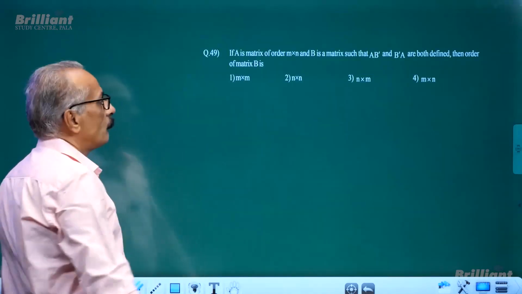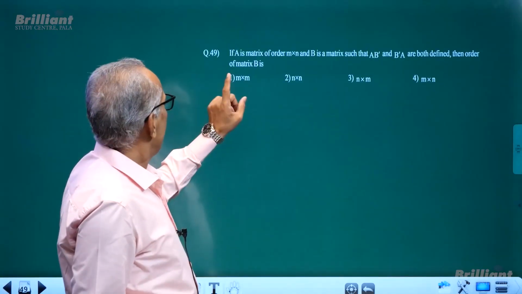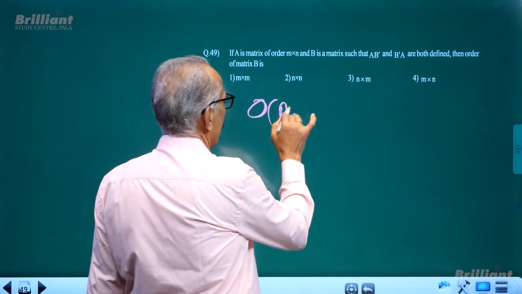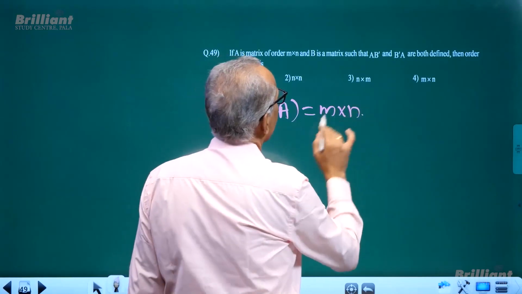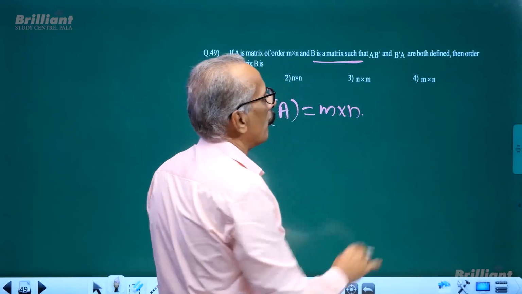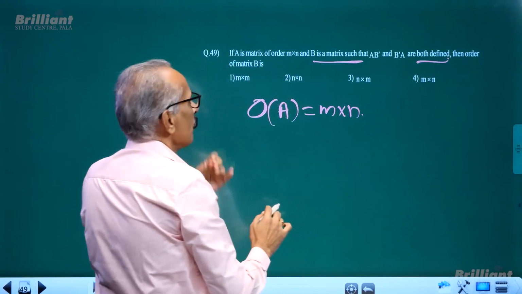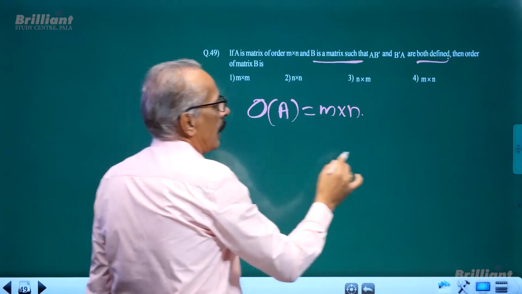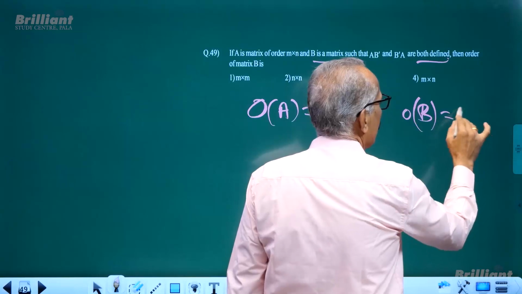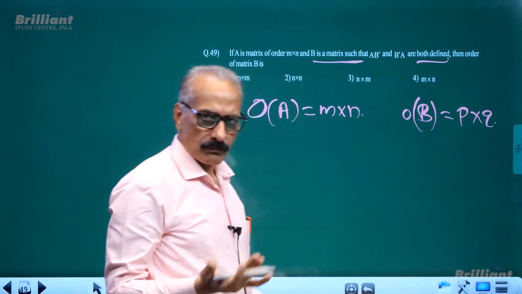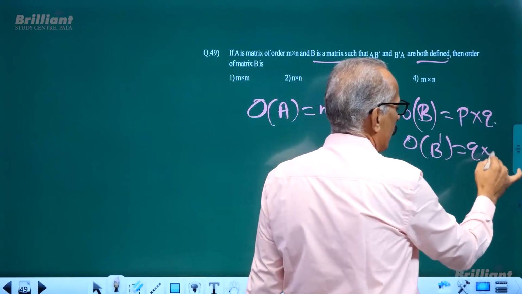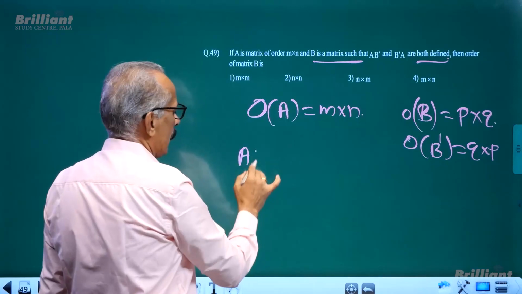Question 49. If A is a matrix of order m by n, order of A is equal to m by n. B is a matrix such that AB dash and B dash A are both defined. I take the order of B as some P by Q. Then the order of B transpose, or B dash, will be Q by P. AB dash exists.